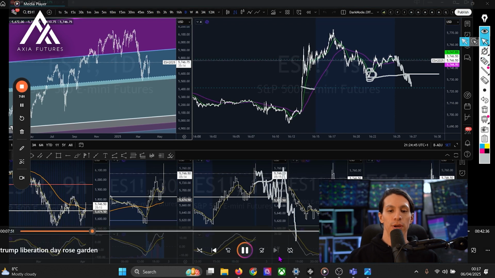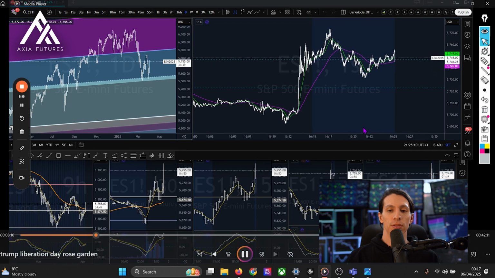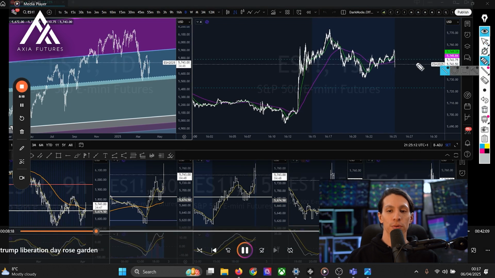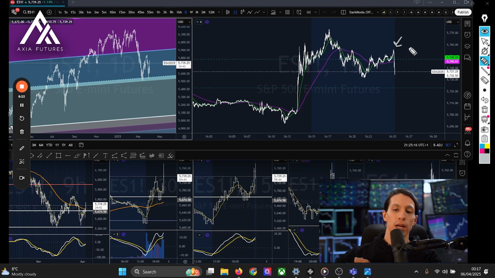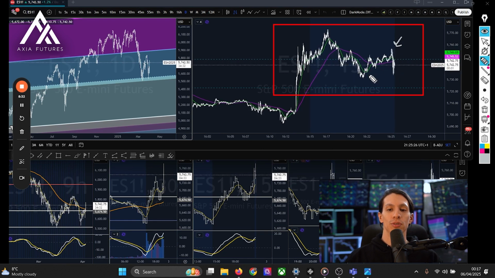Now, I just want to go ahead and fast forward a little bit here to the point of the China 34%. So this is this point right here where the Trump tariff board comes onto the TV screen, and you can see very clearly the extension of this move is significantly larger than any of the moves that we see past this high here, right?